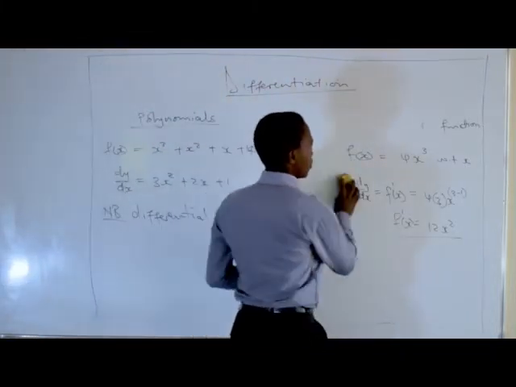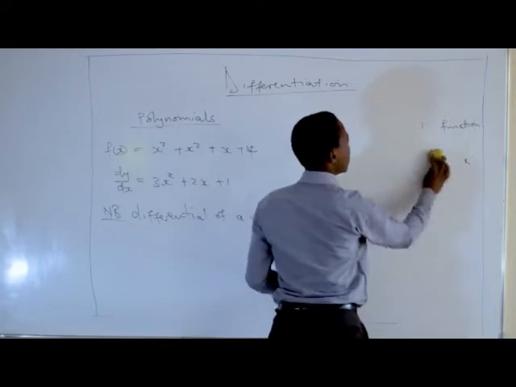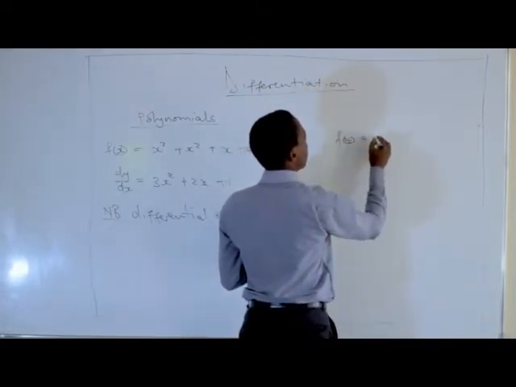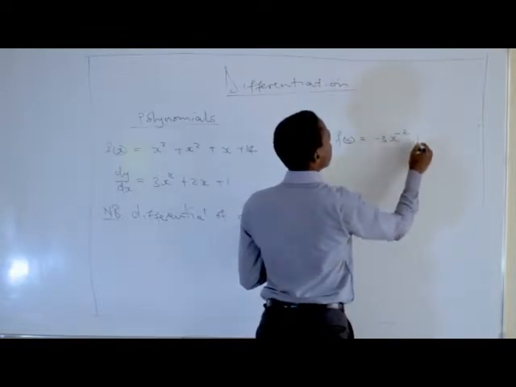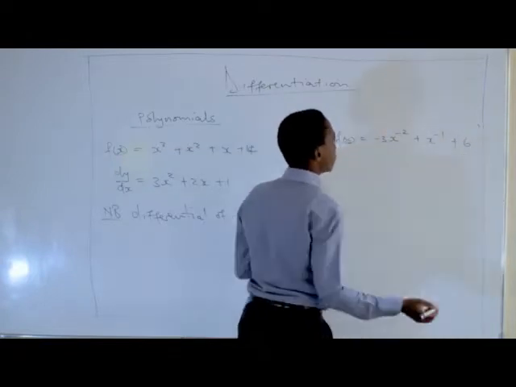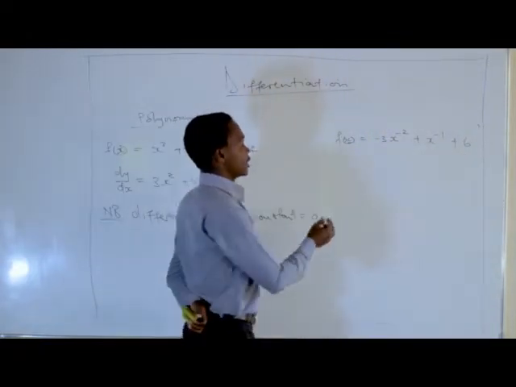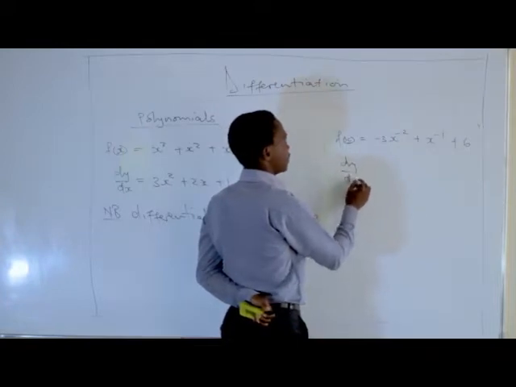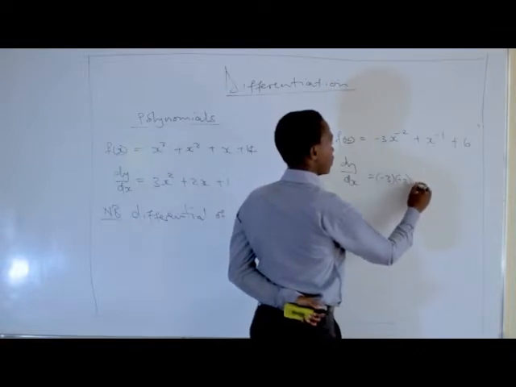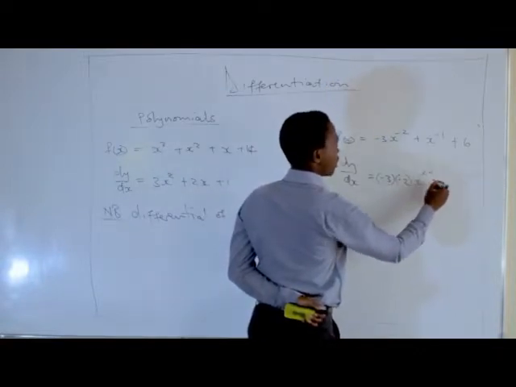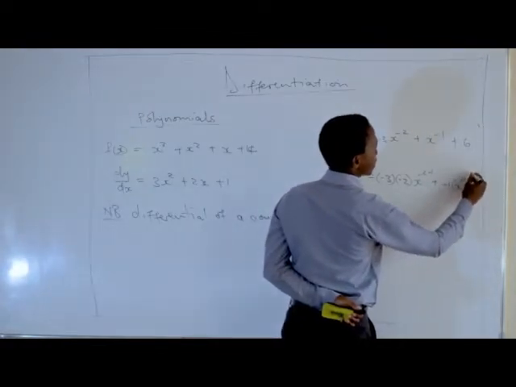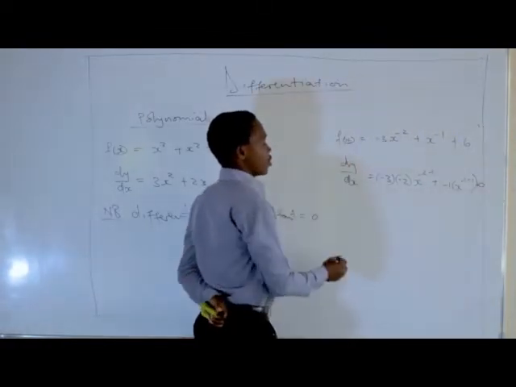Going on to another example, we can differentiate a function of this nature where f of x is equal to negative 3x to the power minus 2 plus x to the power minus 1 plus 6. We want to differentiate this function. So we just say dy over dx is equal to minus 3 multiplied by minus 2 multiplied by x to the power minus 2 minus 1 plus minus 1 multiplied by x to the power minus 1 minus 1 plus 0.